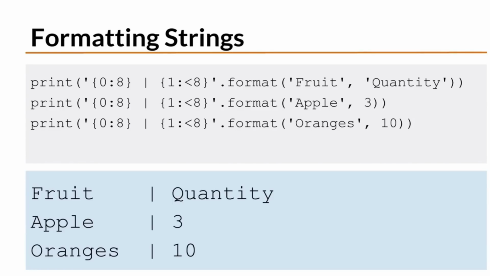Building on our previous example, let's left align the right column, which contains quantity and the numbers 3 and 10. Here you can see the format string we use to accomplish this. An open curly brace, a 1, which represents the second item passed into the format method, colon, a less than sign, which performs the left alignment, and 8, which specifies that the string be at least 8 characters in width.